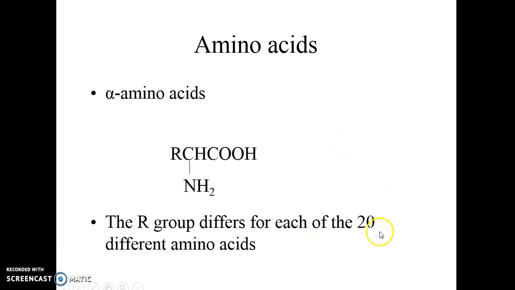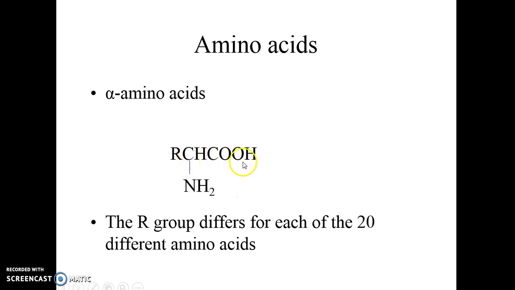The amino acids in our body are called alpha amino acids. This is because they have the amino group on the alpha carbon. Every amino acid has a carboxylic acid, a carbon adjacent to it, and then the amino group on that carbon adjacent to it. We call this carbon the alpha carbon.